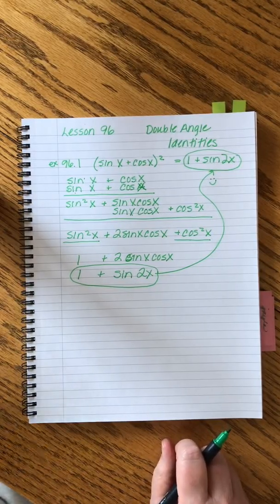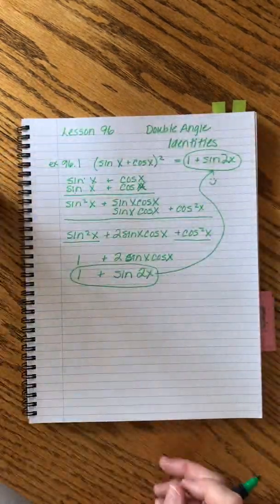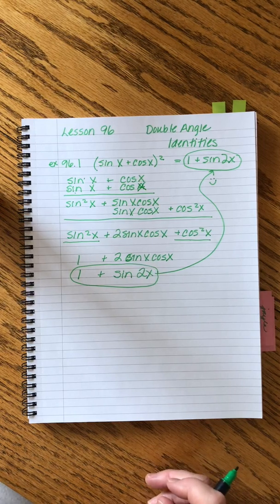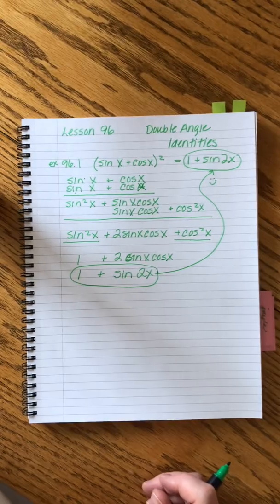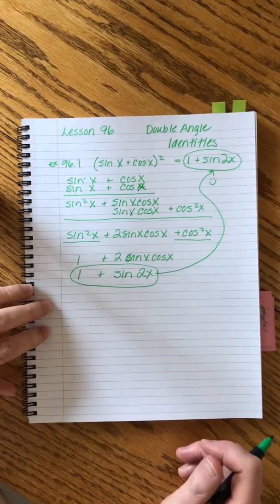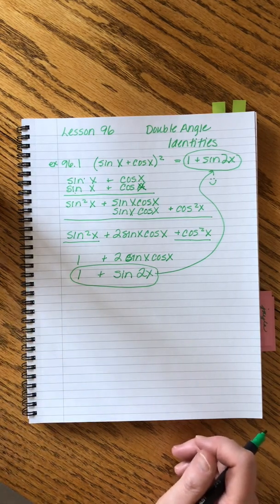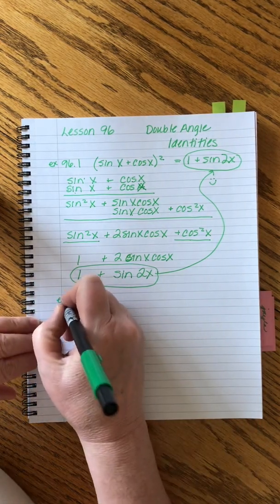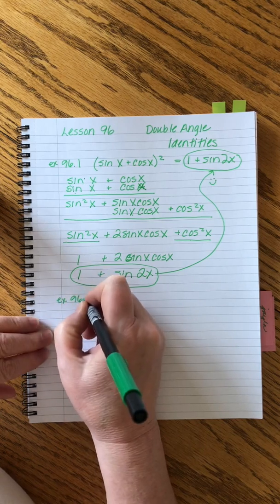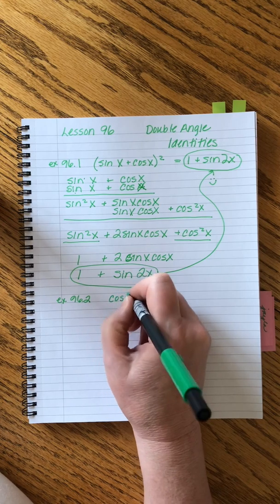Not so bad, right? We just have to have these mentally ready. Again, you will be making yourself a formula sheet on the test, an identity data page. So you'll have this information at your fingertips. It helps if they're all written down. All right, and I think we have one more of these. Yes. Example 96.2. This one looks even freakier.